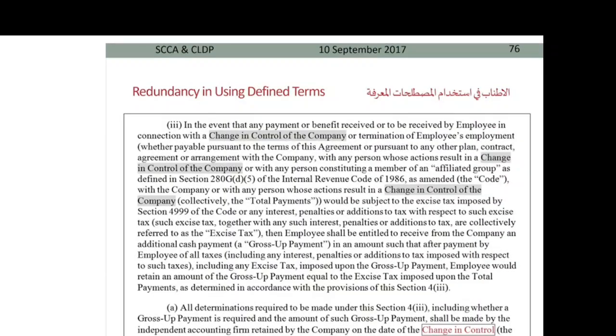If you're going to create a defined term, you might as well use it in a way that makes sense. The defined term is change in control. It's defined to mean a change in control of the company, blah, blah, blah. So of the company is built into the definition. Nevertheless, the drafter used the defined term, but then put of the company after. It's redundant because of the company is built into the defined term. But you see this sort of thing quite a lot anyway.